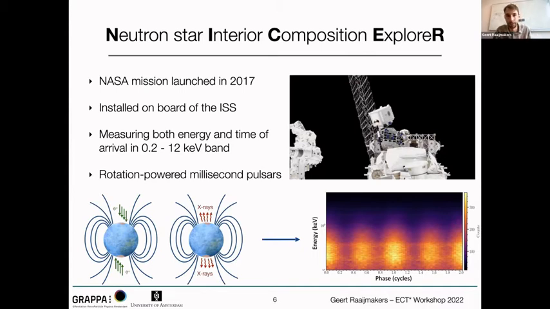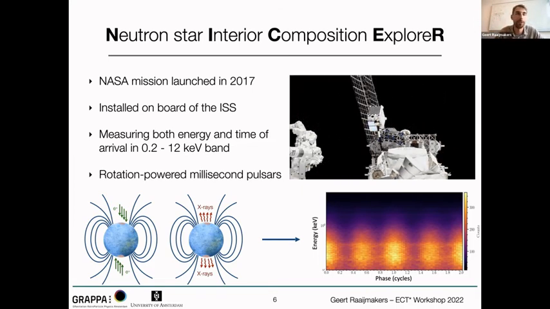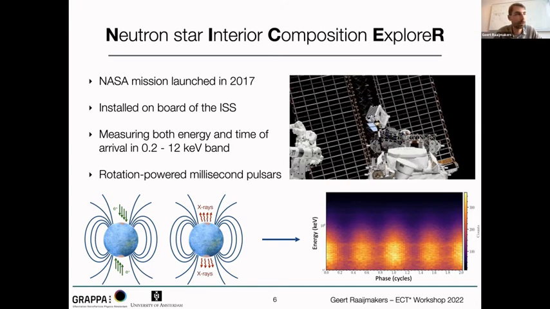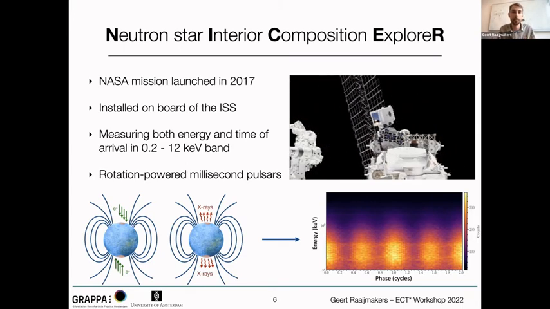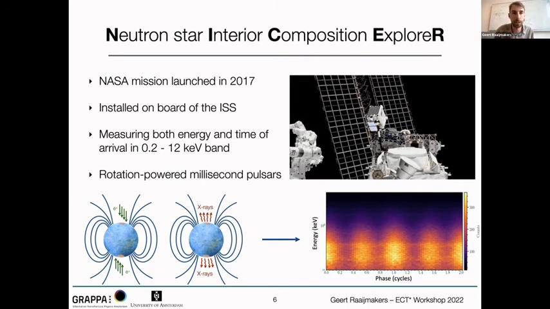But so to introduce this again, maybe in the context of my research, we're working with NICER data. NICER is the Neutron star Interior Composition Explorer, launched in 2017 and installed on board the International Space Station. You can see a nice video here of NICER dancing around, pointing at different neutron stars. And this instrument is measuring the energy and the time of arrival in the soft X-ray band.